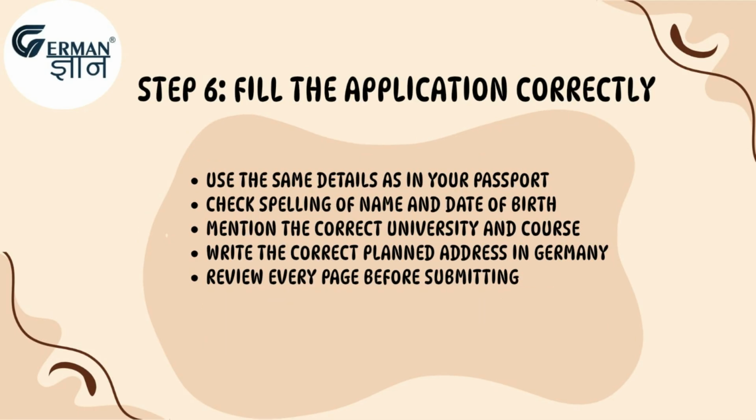Fill the application correctly. While filling out the visa application form, make sure every detail matches your passport and admission letter. Check the spelling of your name, date of birth, course name, university name, and your intended address in Germany. Even small mistakes can cause delays, so review the form carefully before submitting it.